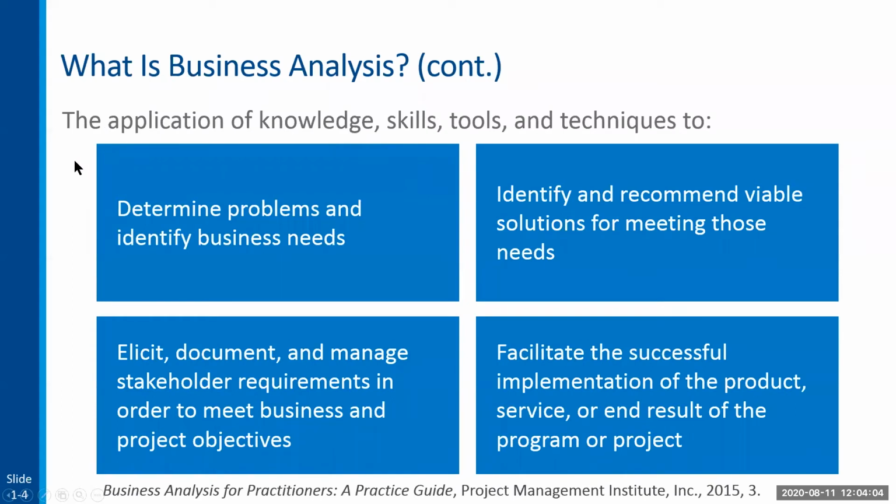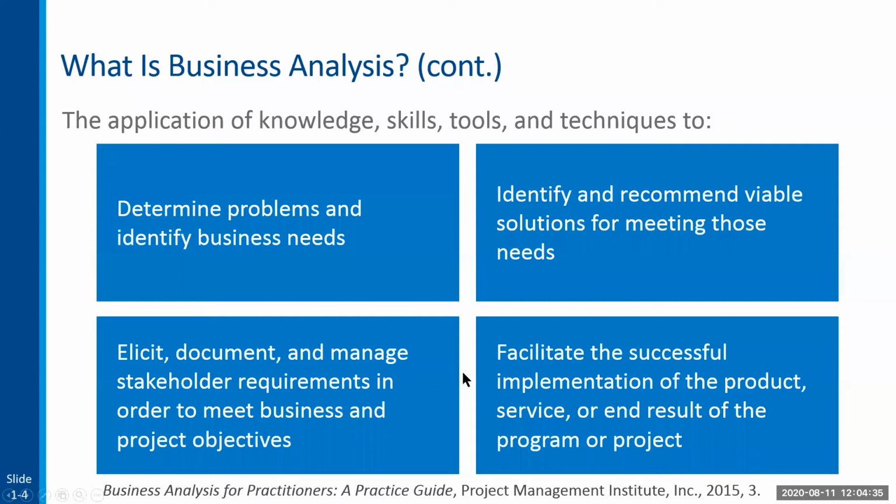So this is the application of knowledge, skills, and tools and techniques to determine problems and identify business needs. So we're talking about business problems here. Our customer satisfaction levels have dropped a little bit, this kind of thing. We're not talking about technical issues so much as we're talking about business issues. We want to identify and recommend viable solutions for meeting those business needs, and we'll do so by eliciting, documenting, and managing stakeholder requirements in order to meet our business and our project objectives.